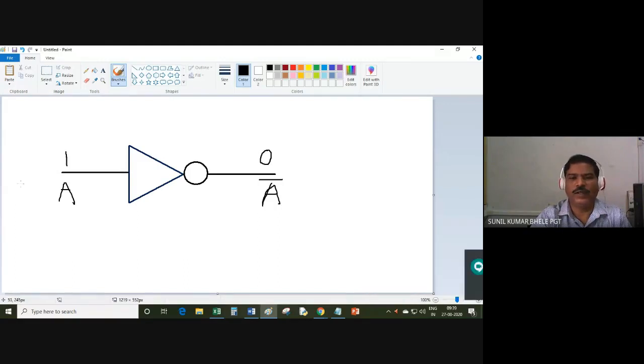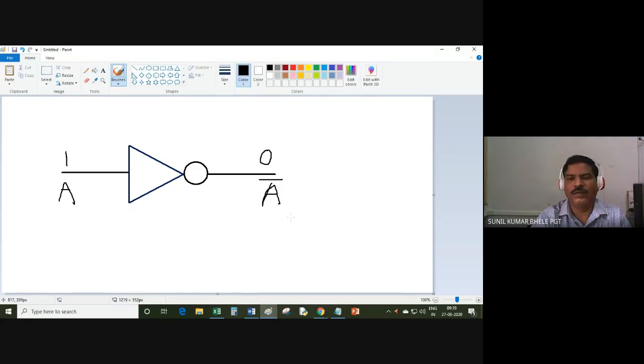It means if the input is a high signal, the output is a low signal. Low signal means no voltage, suppose. High signal means voltage. Low signal means no voltage. If I input 0, the output will be 1. So this type of logic circuit we use inside computers.